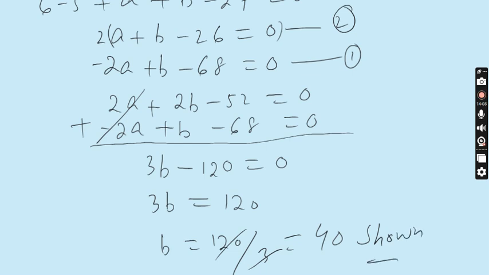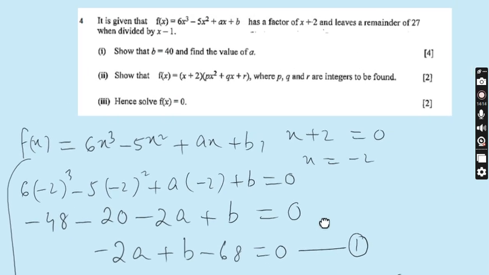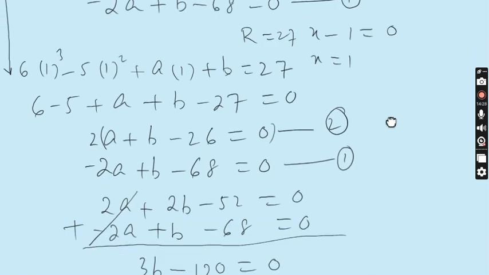This is the first requirement. You can see this part again. Part 1, show that b is equal to 40. I forgot to write part 1. So we have achieved the target. We got the value of b is 40, and now find the value of a.